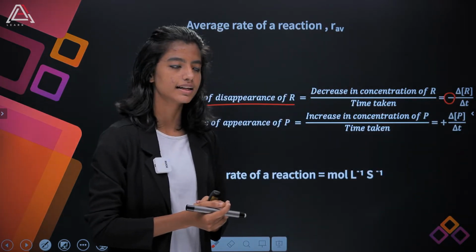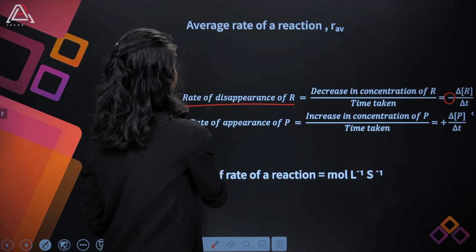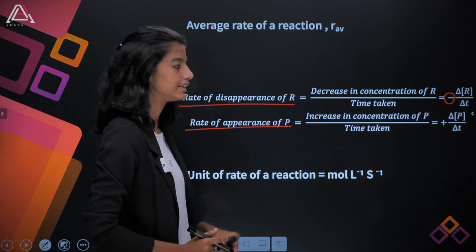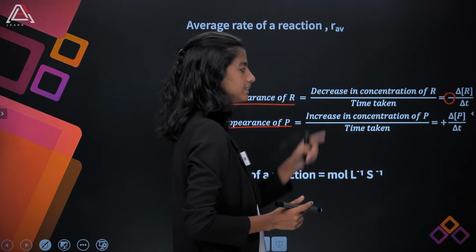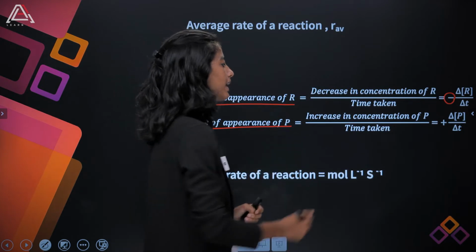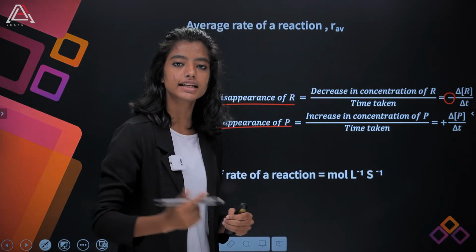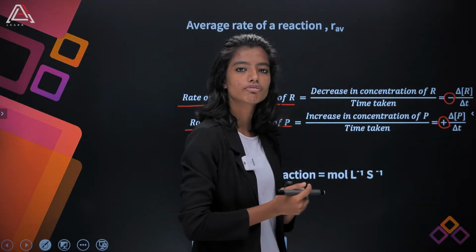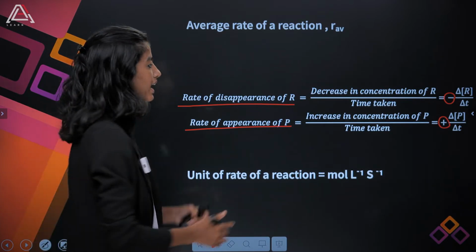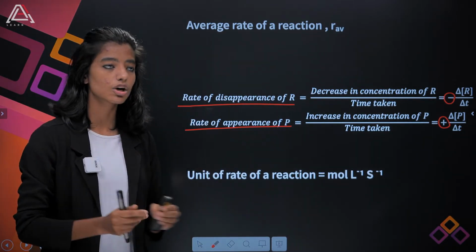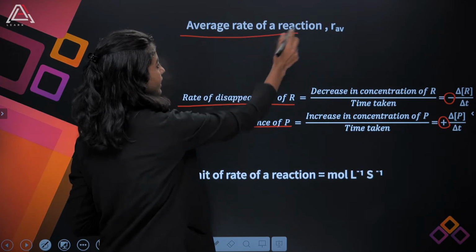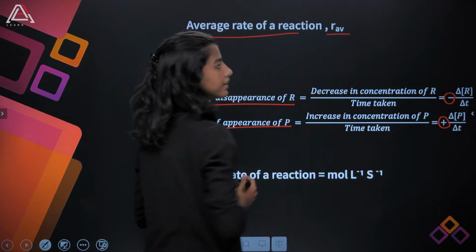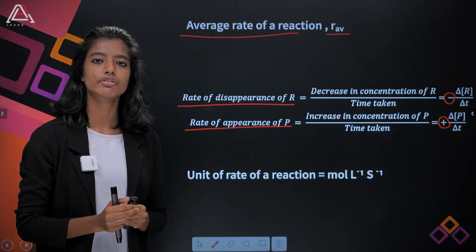As the concentration of the reactant is decreasing, we indicate that by adding a negative sign here. Clear? Yes. Now the next one is the rate of appearance of product. The product keeps increasing, so we can determine it by the increase in the concentration of product divided by time taken. As it is increasing, we use a positive value. It is delta concentration of P divided by delta T. This equation is called the average rate of reaction, which can be indicated by R_av. It is the average rate of reaction.